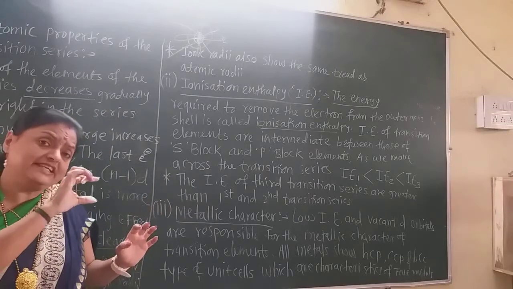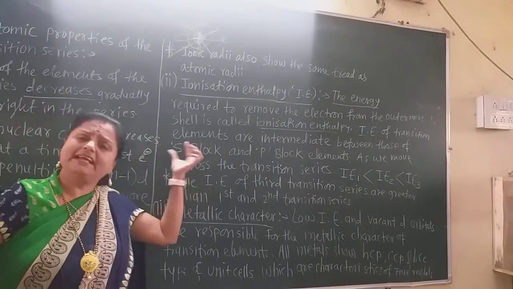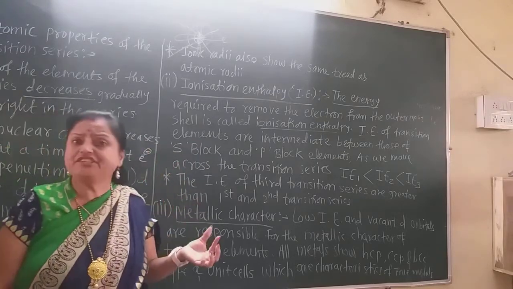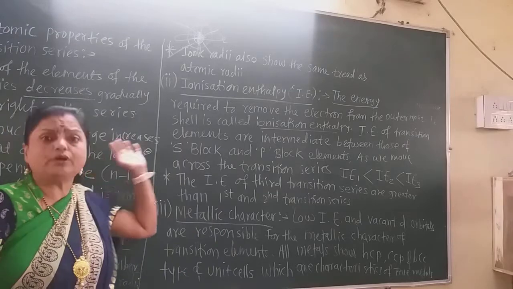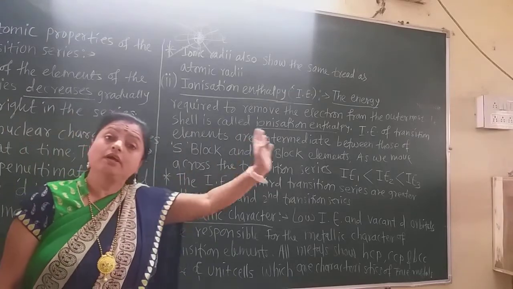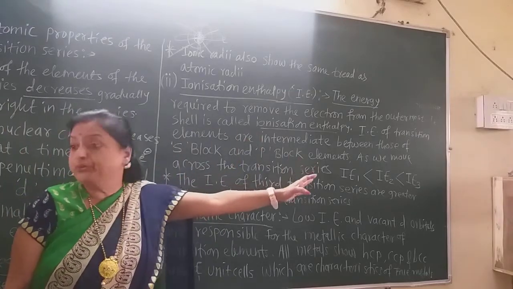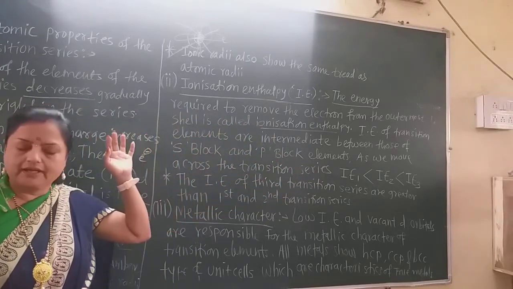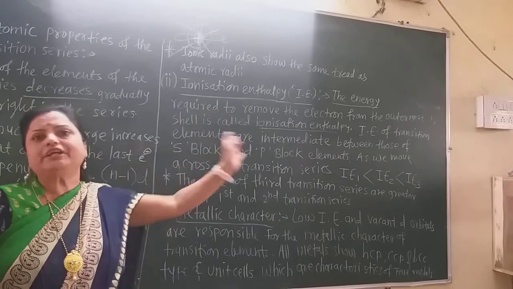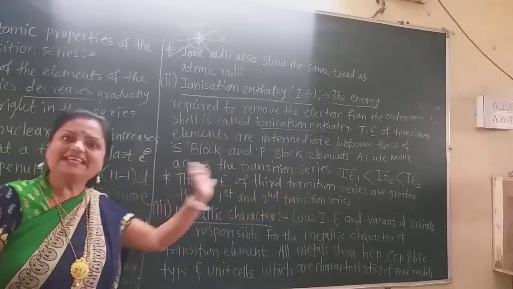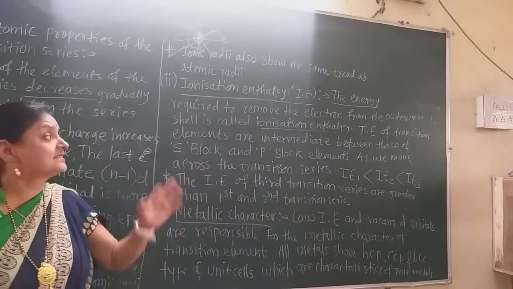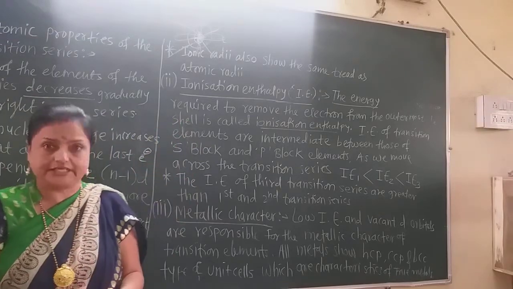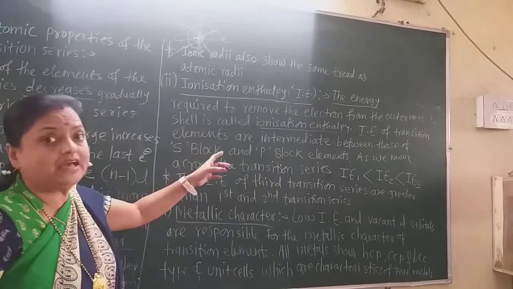And in this d series also, any d series, 3d, 4d, 5d or 6d series, always from left to right as we go from scandium to mercury and zinc, cadmium to zinc, yttrium to mercury. In this way there are the d series, and into that the size decreases and so the ionization enthalpy increases. Remember that.